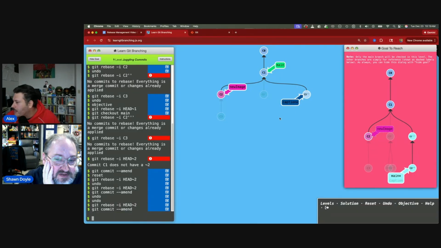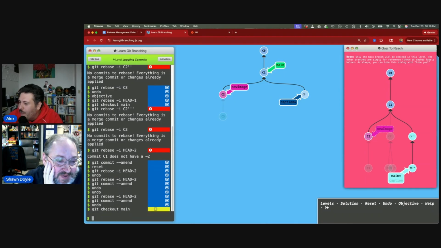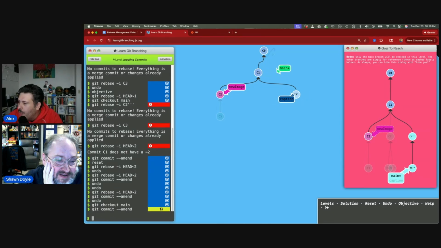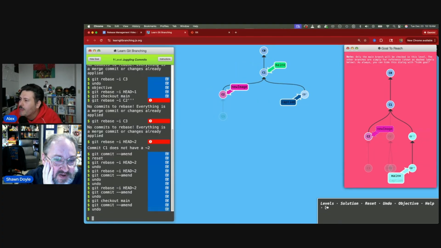But I think I'm still confused on what they want us to do here. I don't get what the commands are here. C1, no, we don't want to do that. No. You want to be on the feature branch when you do the amend.